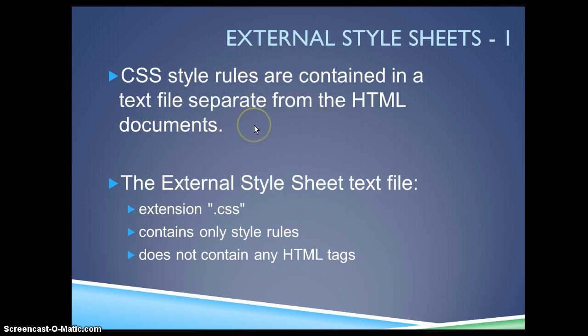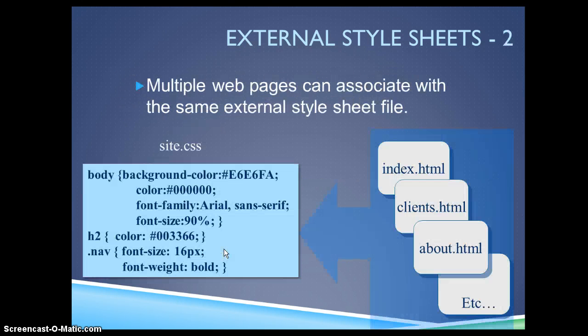CSS style rules are contained within a text file separate from HTML documents. This is called an external style sheet. It has an extension of .css, contains only style rules. It does not contain any HTML tags. So here is an example. Here's this one called site.css.